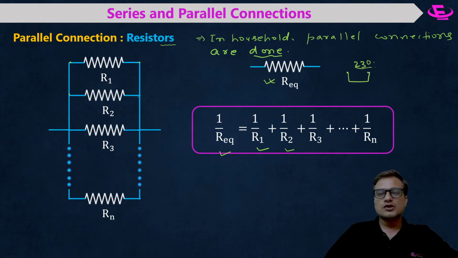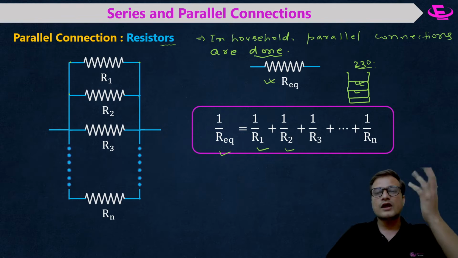What does it need? 230 volt. You are going to connect a fan. It needs 230 volt. Again you connect AC, fridge, TV. All the devices need 230 volts. It is possible only when you connect all the devices in parallel.